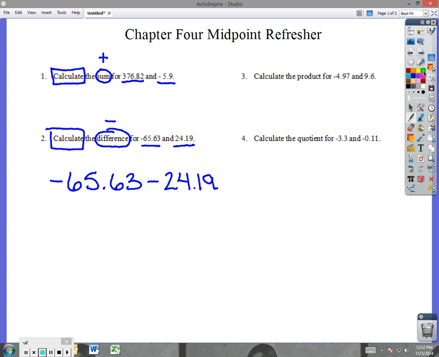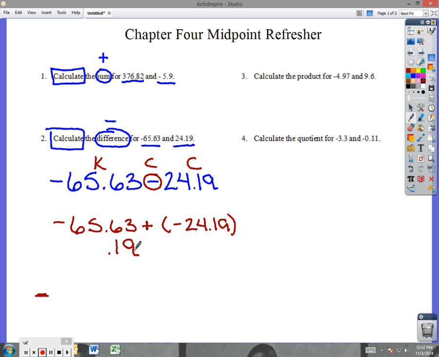Now, first thing I notice, we have subtracting integers or subtracting negatives. So I have keep, change, change. Keep negative 65 and 63 hundredths. Change that minus to a plus, and change that 24 to a negative 24 and 19 hundredths. Now it makes it a little easier. Negative plus a negative. Hey, the answer is going to be negative, and now I can line up according to place value. Put the decimal there, 1 in the tenths, 9 in the hundredths, 4 in the ones, 2 in the tens. It's a negative, but I'm going to add these two.